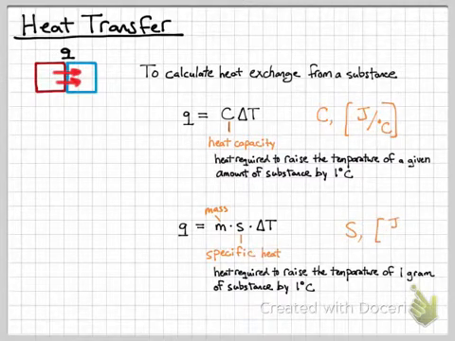Specific heat has units of joules per gram degree Celsius. So you can see that the mass is sort of a unit within the specific heat. When we multiply mass times specific heat times change in temperature, mass in grams and temperature in degrees Celsius cancel, leaving units of energy, joules, for the heat.